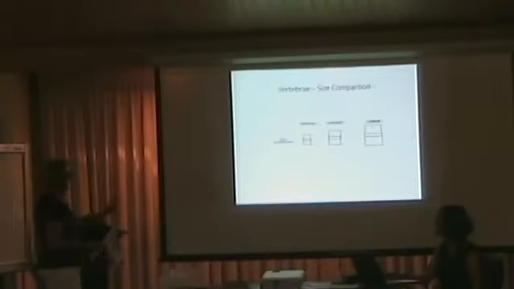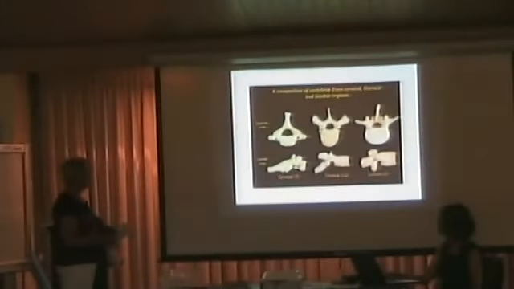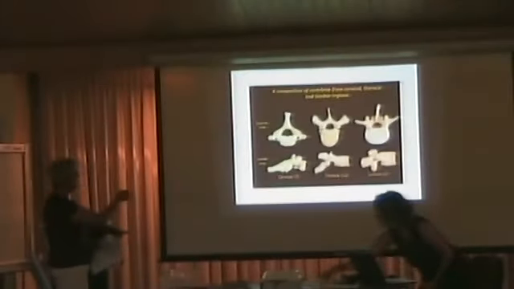Here's a little representation of the difference in the sizes of the vertebrae from the cervical spine to the thoracic to the lumbar. I didn't realise there was such a big difference in the size of the vertebrae, which I found very interesting. And so here you can see the differences.